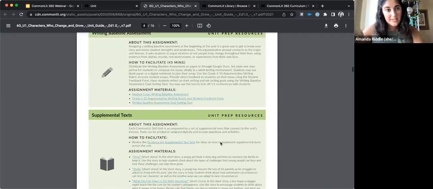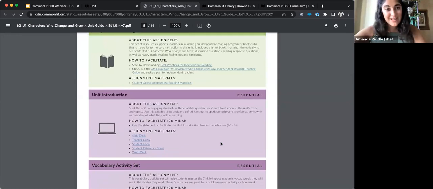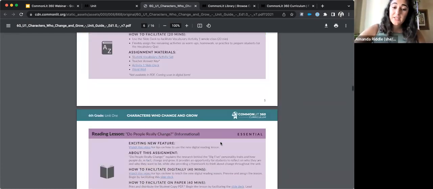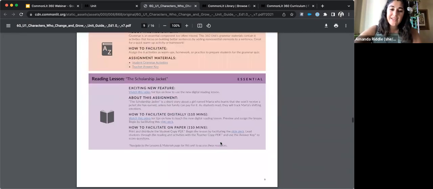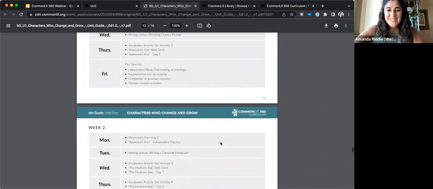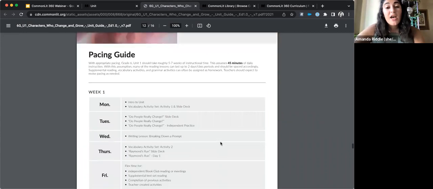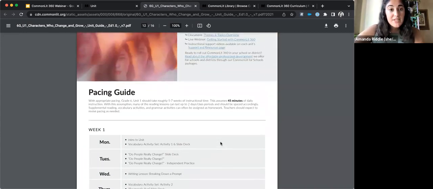links to every single lesson, even though you have it on the website. This is another place for it to be. If I was teaching this unit, I would pin this or bookmark it or even print it out. And we also have a sample at the end. I'm going to keep scrolling. A sample pacing calendar. This assumes 45 minutes of daily instruction.